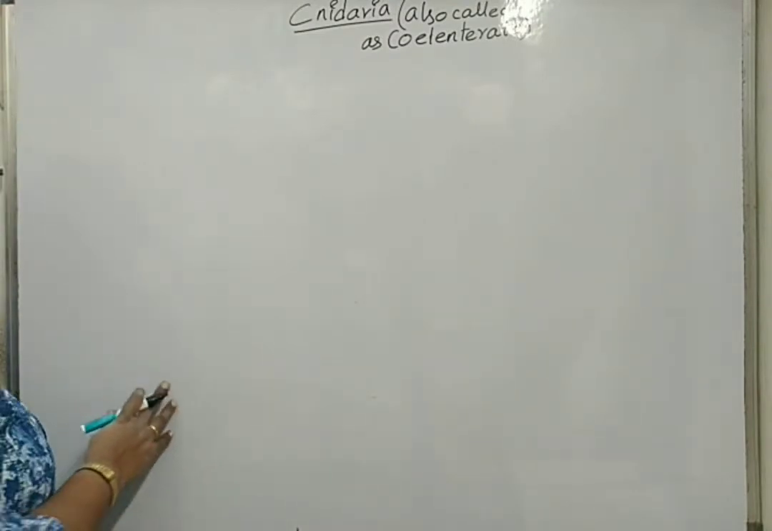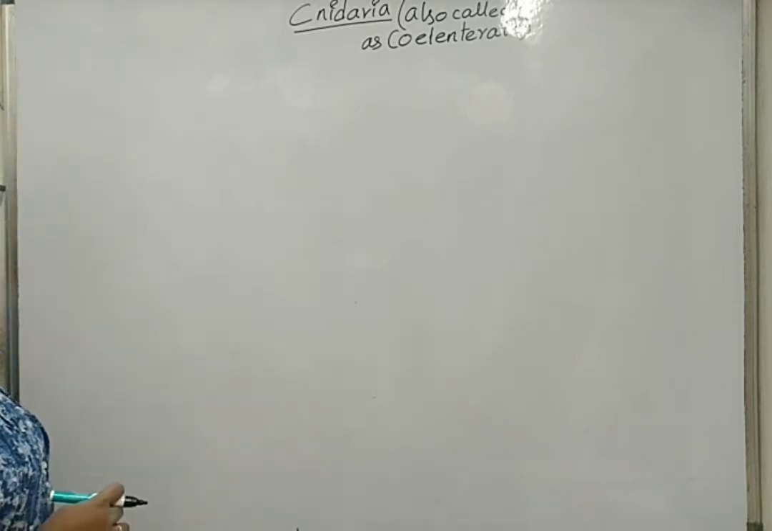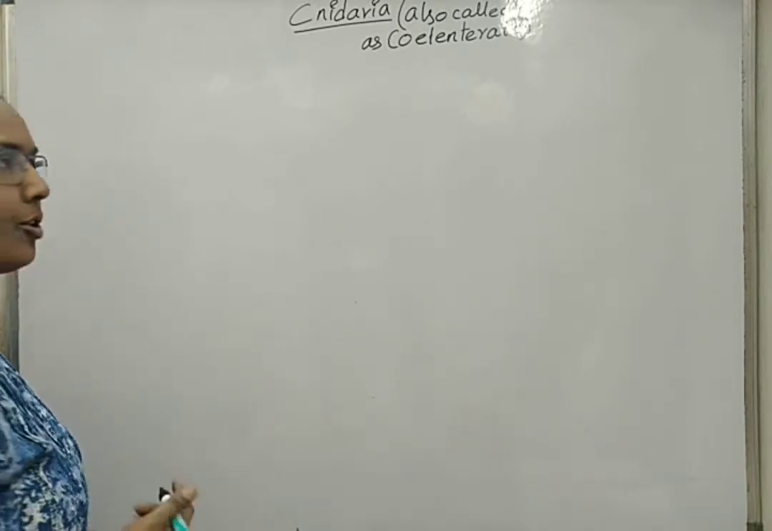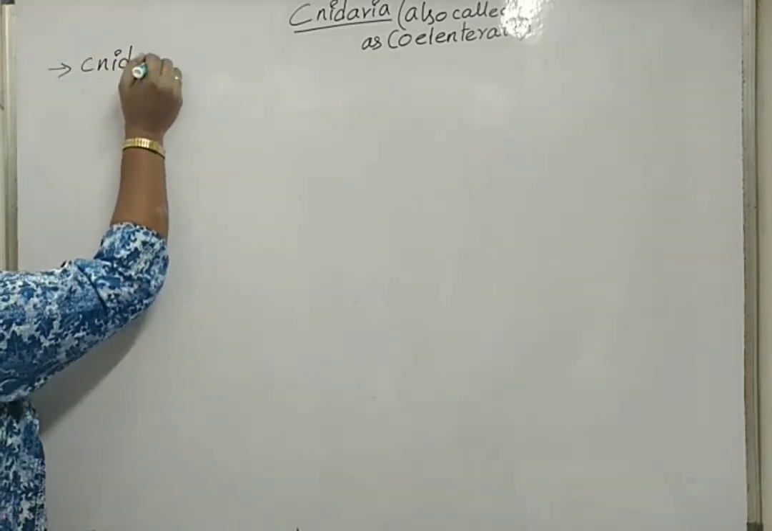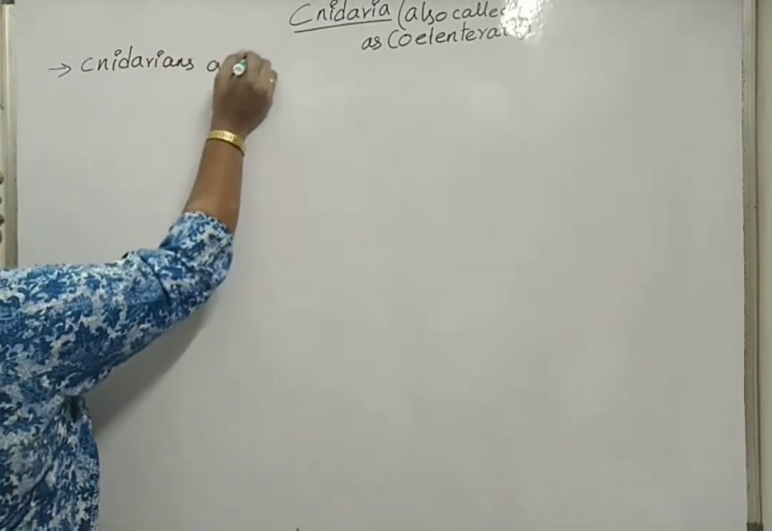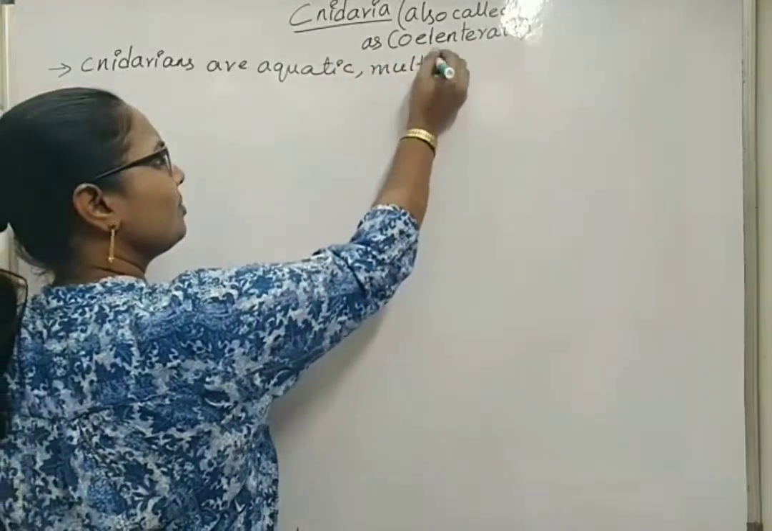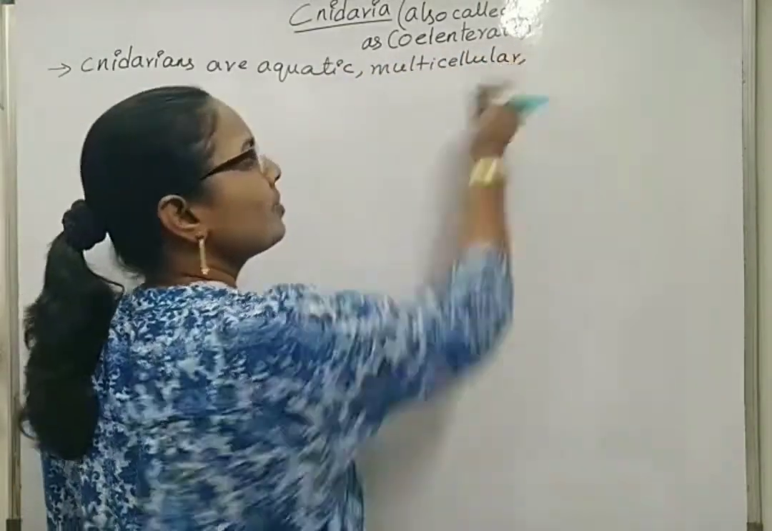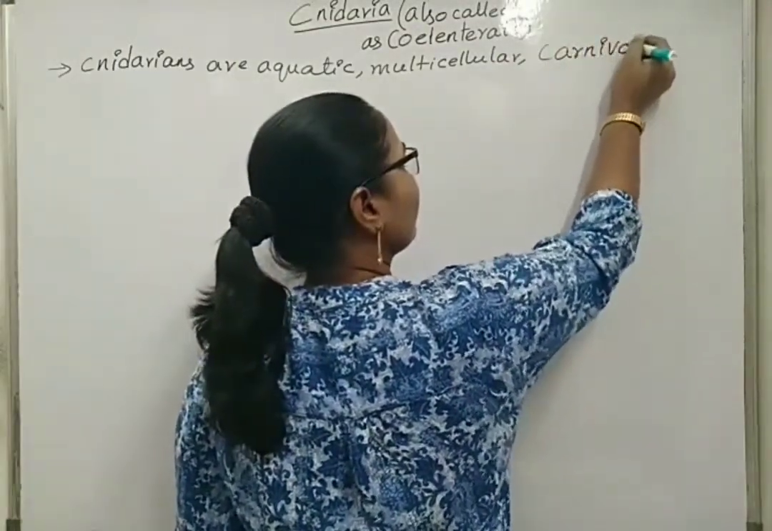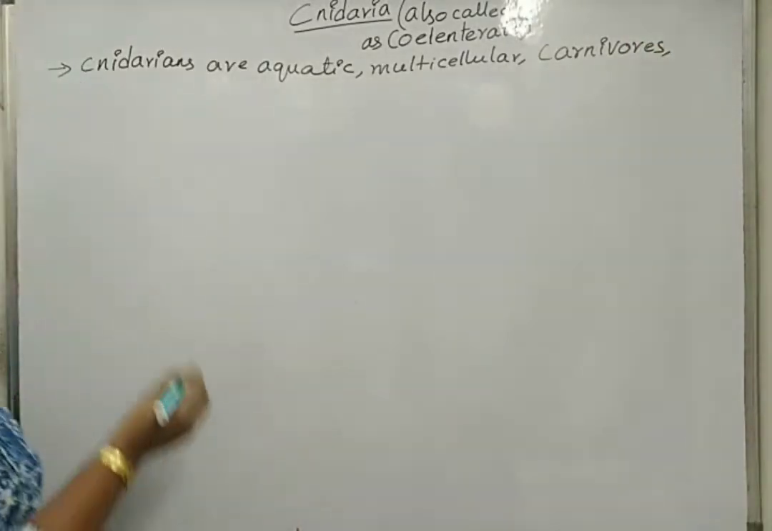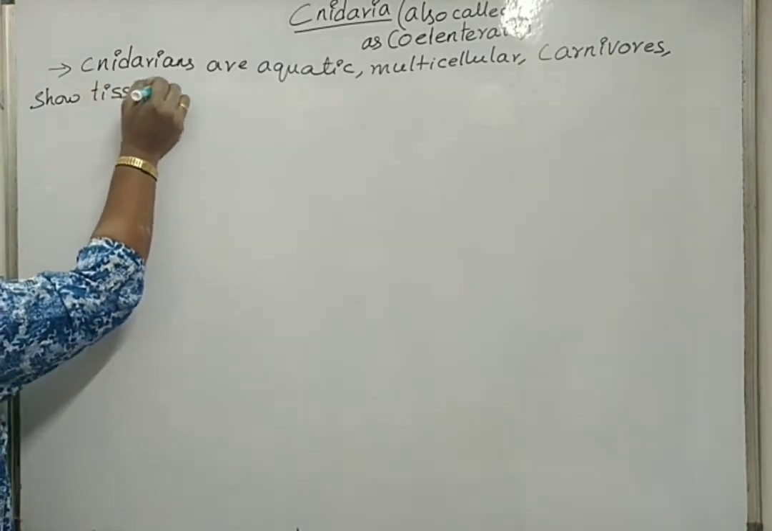These organisms are completely aquatic organisms and they are multicellular in nature and they show tissue level of organization. So, Cnidarians are aquatic, multicellular. They are considered as carnivores. And they exhibit tissue level of organization.